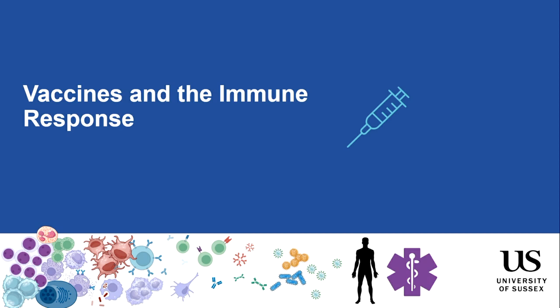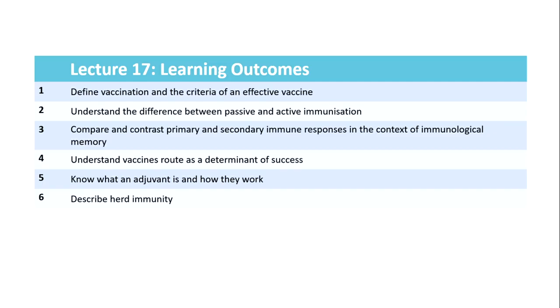And today we're going to look at vaccines and the immune response. I wanted to start off, well actually I'll just run through the learning outcomes first. At the end of today's lecture, you'll be able to define vaccination and also the criteria that make an effective vaccine. We'll be able to understand the difference between passive and active immunization, also to compare the primary and secondary immune response in that context of immunological memory, and then also be able to understand some vaccine routes and being able to determine their success.